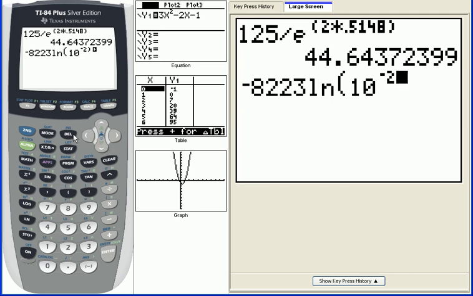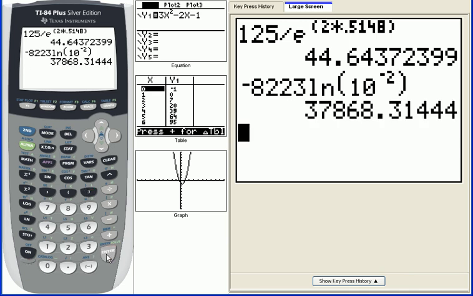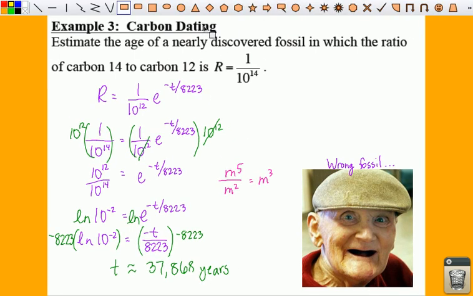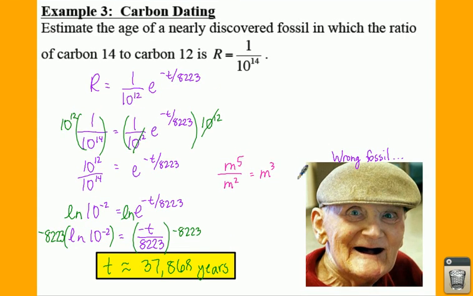And you get, holy moly, this fossil's really old. You get a time that is approximately 37,868, and we'll make sure this is actually going to be in years. So what carbon-14 measures is in years. So there you have it.